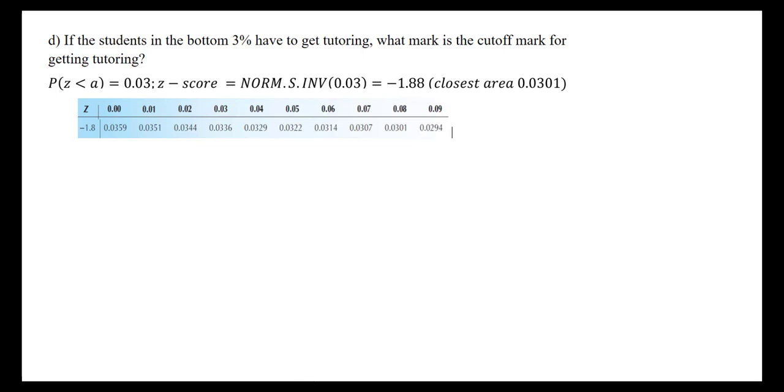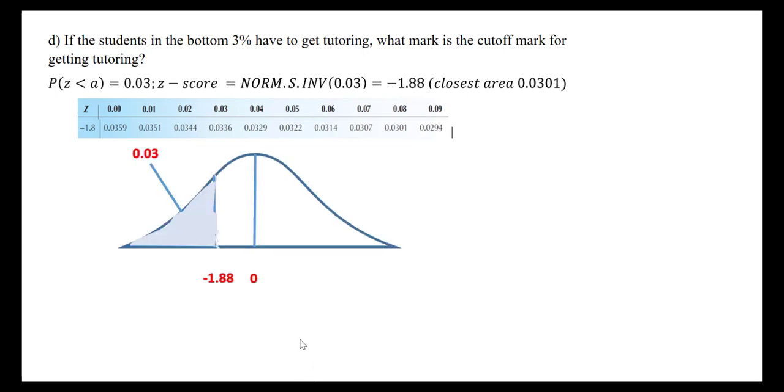Now, when we get this value, we'll see that if we look at the curve, the z-score value corresponding to that will be negative 1.88. In fact, we'll see that that value is less than 0. The 0 in this case is the mean for the standard normal distribution, and it is at the center.